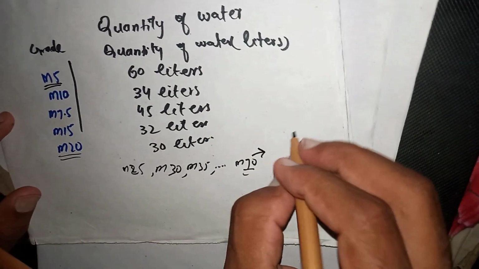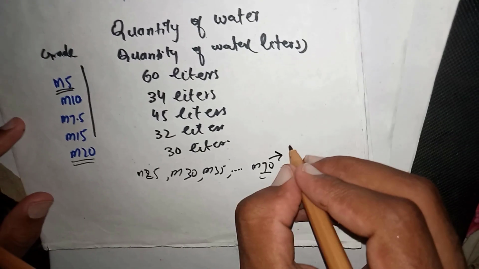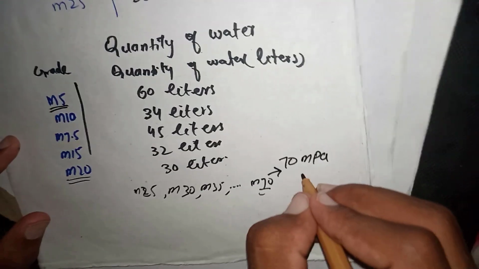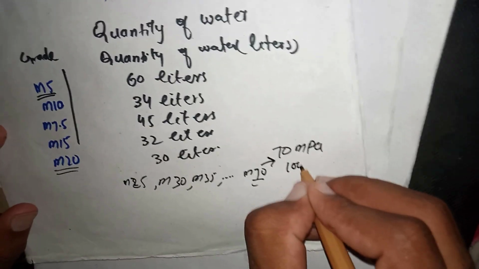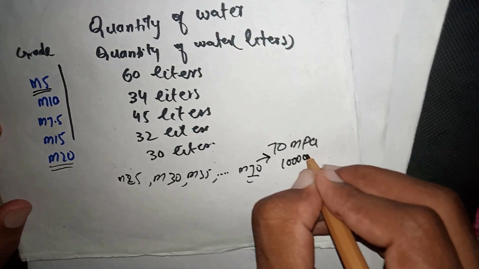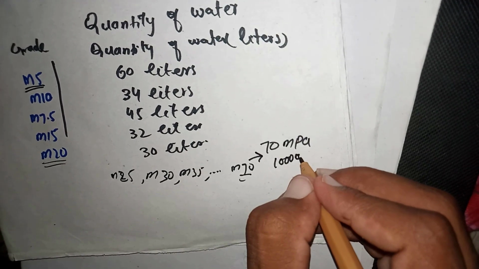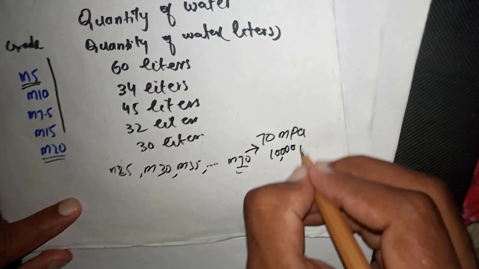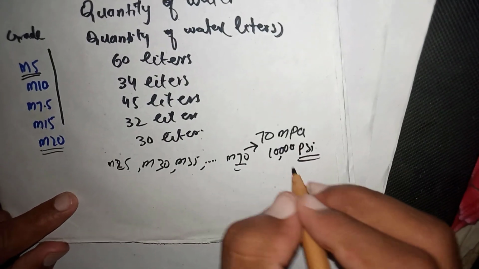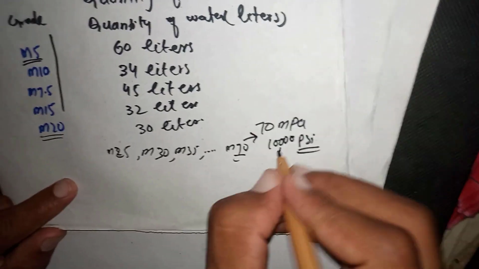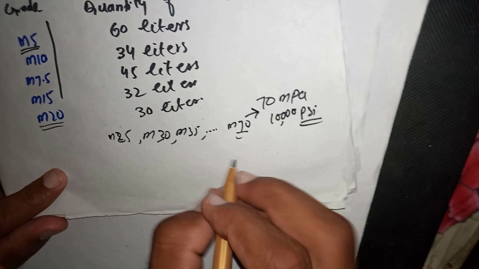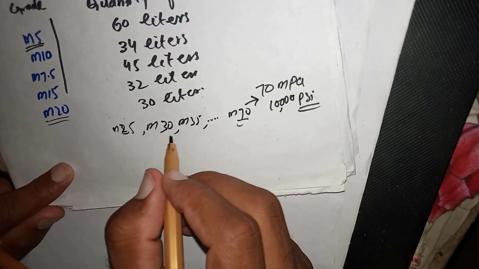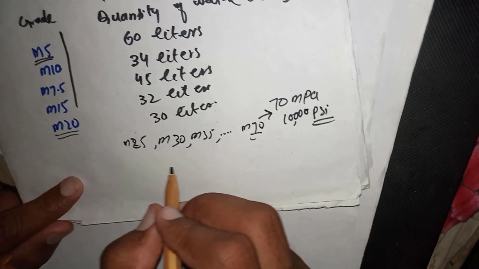So its 28-day compressive strength is 70 megapascal, or it is almost 1 lakh, almost 10,000 psi. So friends, this is today's video. I hope you have got all these concepts.